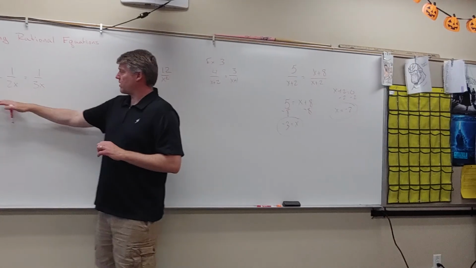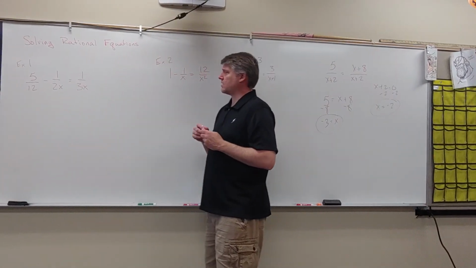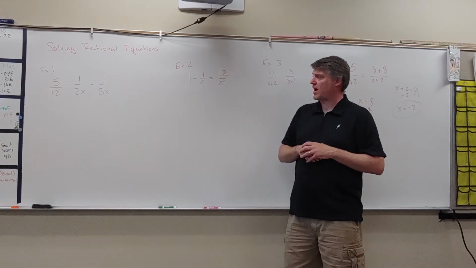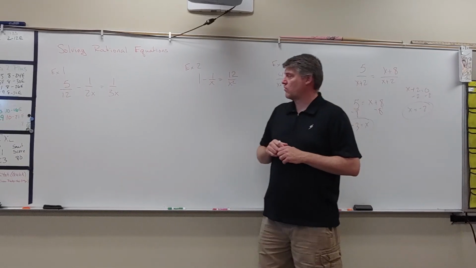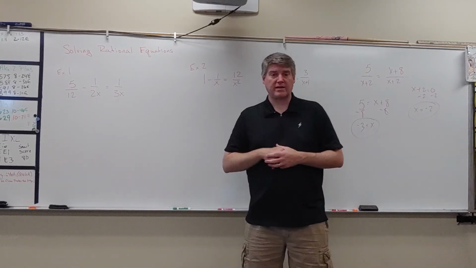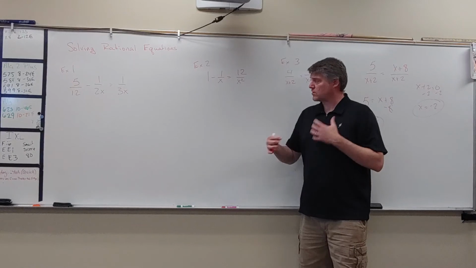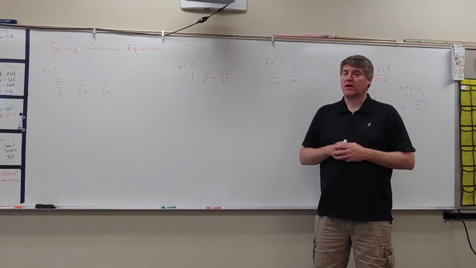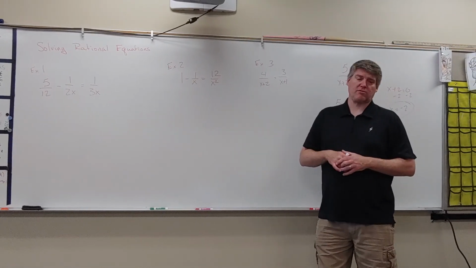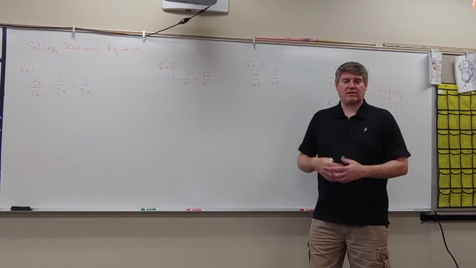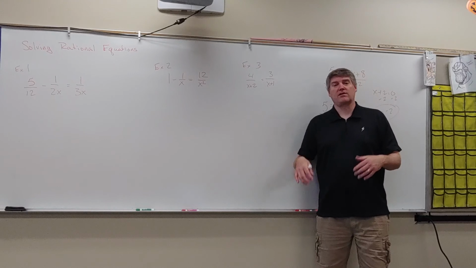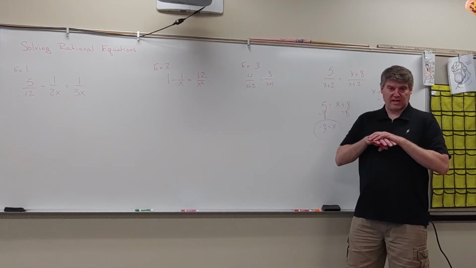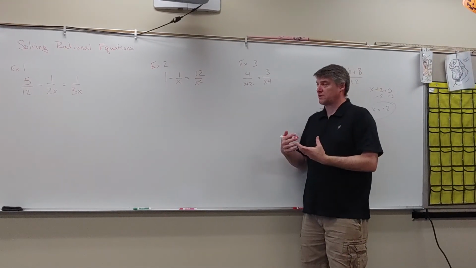So we're going to go over here. Here's our example 1. We have 5/12 minus 1 over 2x equals 1 over 3x. Now, the first approach I'm going to show you is multiplying by a common denominator. Most people don't like working with fractions, so let's not. Let's get rid of that denominator and get it into just a single algebraic expression.